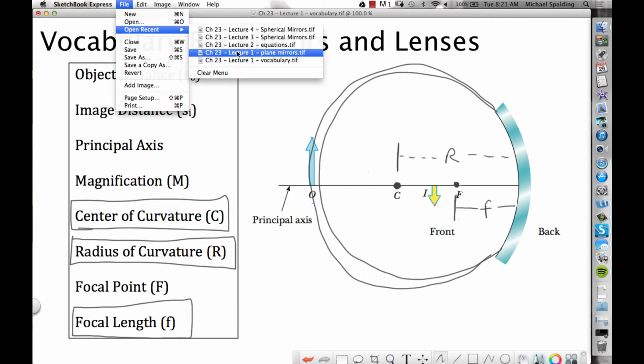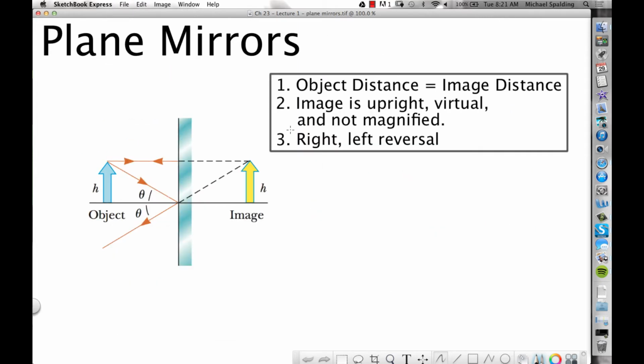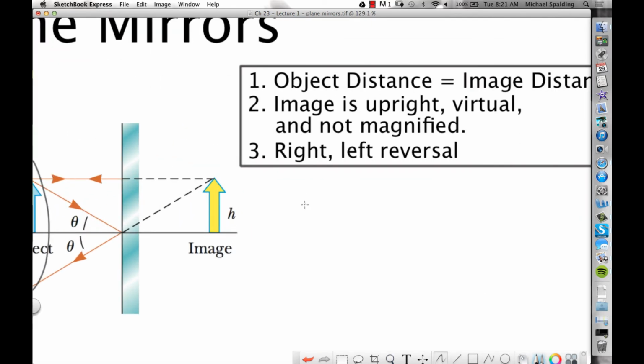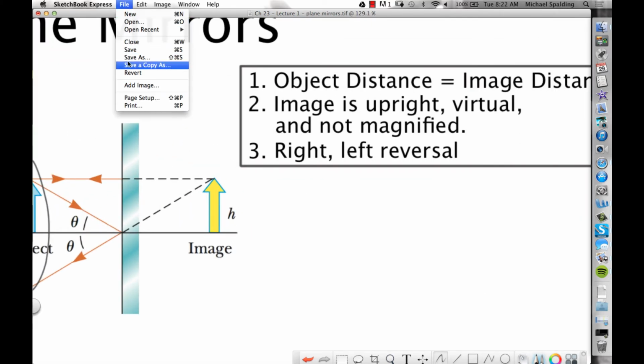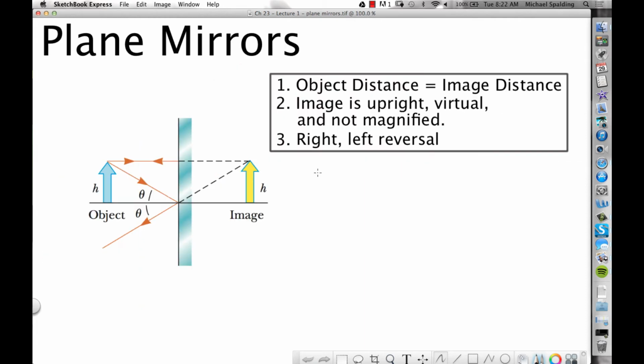You know, real quickly before we go to spherical mirrors, the AP exam, they've asked about plane mirrors or flat mirrors, like your bathroom mirror. When you look at yourself in a flat mirror, there are certain things that are always true, and I've seen this on multiple choice exams. So first thing, object distance equals image distance. So here's the object, here's the image.